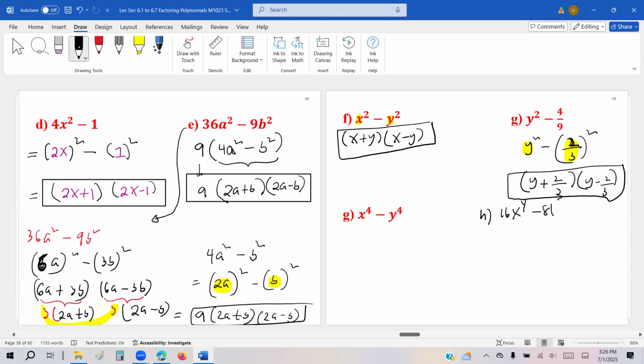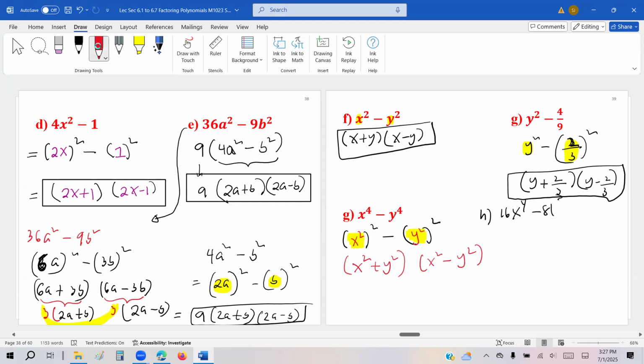Okay. Now for the fourth power, we want to see our squares because we need to add whatever we have here and there and subtract them. So how do we rewrite x to the 4? x squared, squared. And how do we rewrite y to the 4? y squared, squared. So we need to see them because we need to add them, subtract them. So x squared plus y squared and x squared minus y squared.